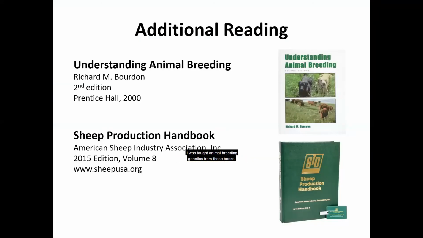Two textbooks that I think are valuable here if you want to do further reading. I've used Understanding Animal Breeding in all of my breeding and genetics classes. I was taught animal breeding genetics from these books. It's a little bit dated in terms of some of the molecular information, but the quantitative value of this book, I think it breaks it down. You don't have to have a genetics background to read it and understand it. Similar thing with the genetics chapters of the Sheep Production Handbook. Great reading, another great resource I'd strongly recommend.